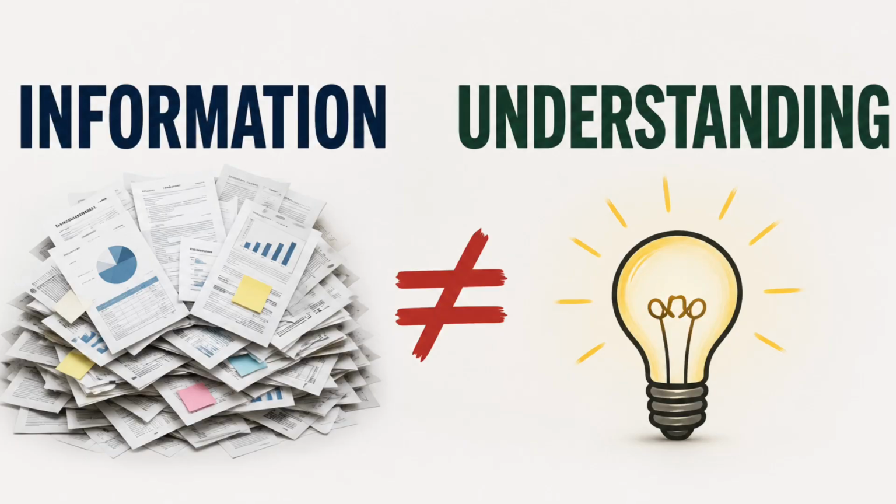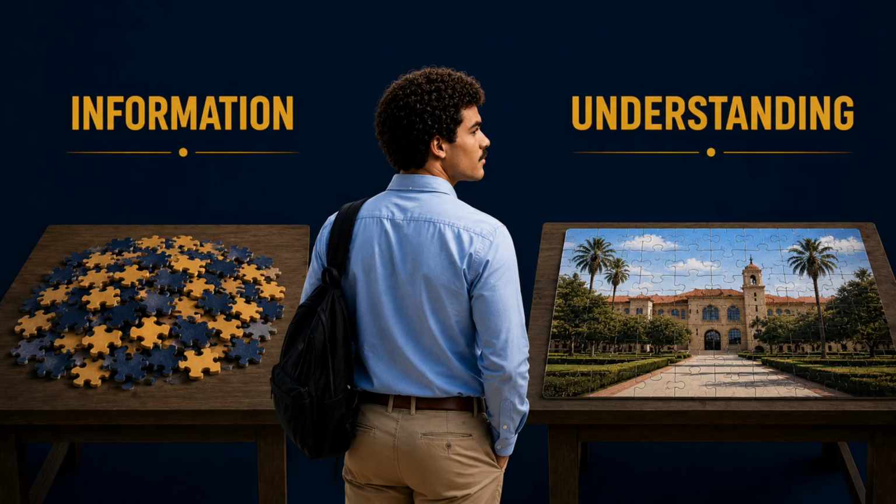As we conclude today's lesson, I would like to return to where we began, the puzzle. At the beginning of the presentation, we discussed the difference between information and understanding. A pile of puzzle pieces contains information, color, shapes, fragments, but it does not reveal the picture. Understanding emerges when those pieces are connected. Informative writing works exactly the same way.